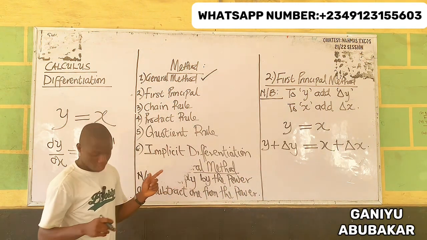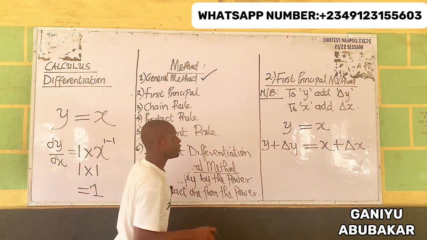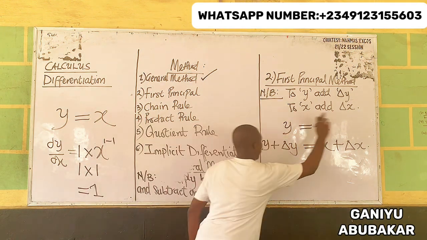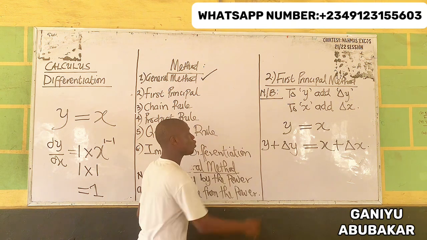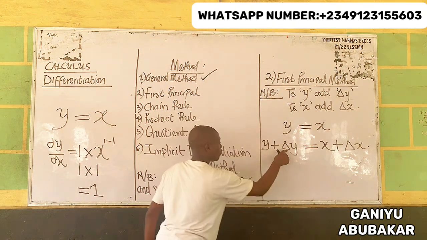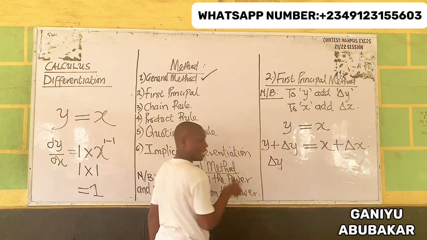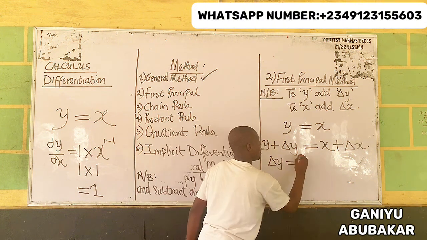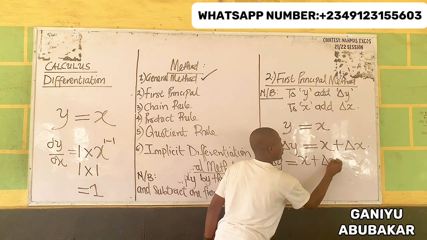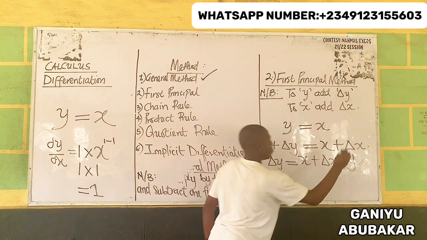Are we good here? Now, next step, please. I'll take this y to the other side. That's the next step. Take y to the other side. I'll have change in y on the left, equal to x plus change in x minus what? Minus y.